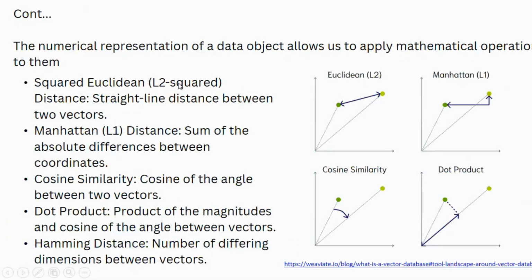Internally, some mathematical operations happen, like the Euclidean distance method, Manhattan method, cosine similarity, and dot product.